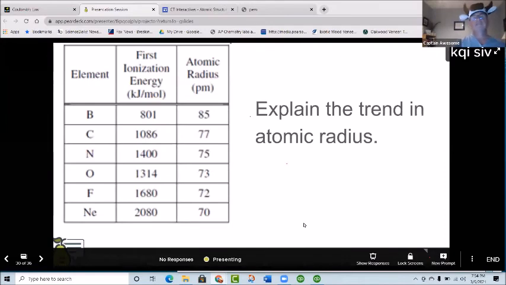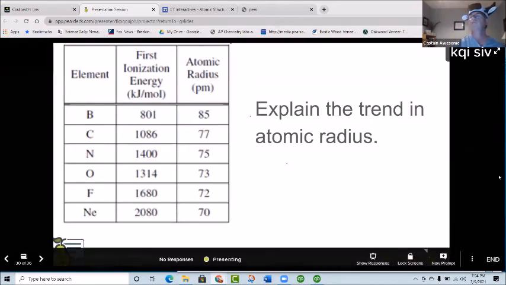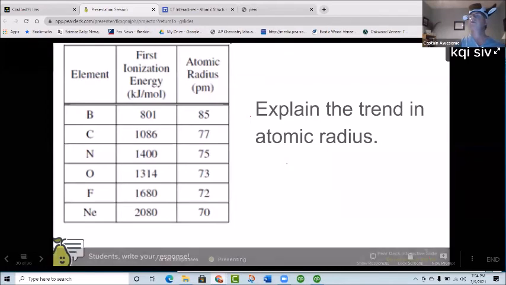All right, so go ahead and take a stab at explaining the trend in atomic radius for me. The 20 and the 16. Okay, let's see. We'll go back and answer some of y'all's questions.